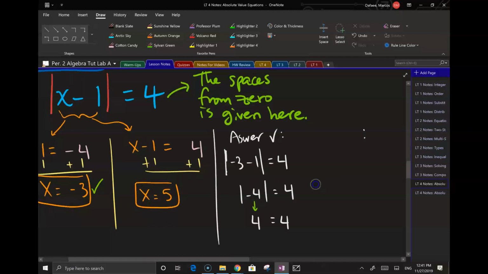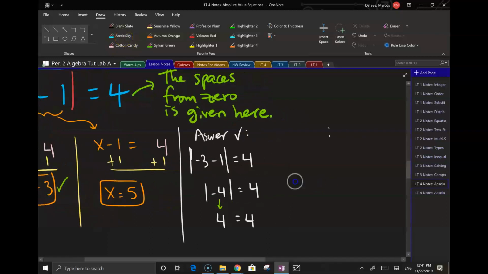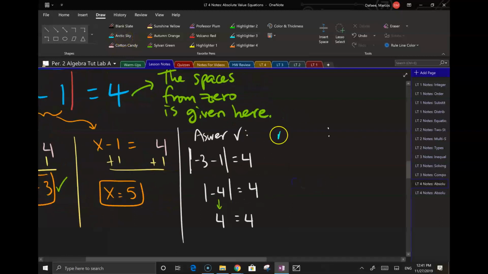And we can replicate this with the next answer we got, which was positive 5. So we'll do a second answer check.